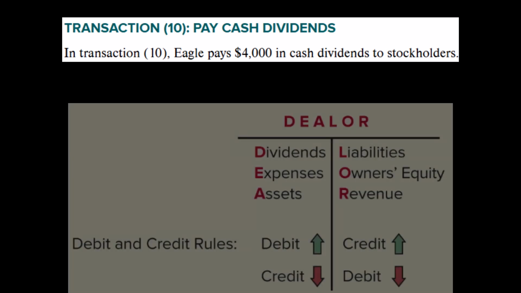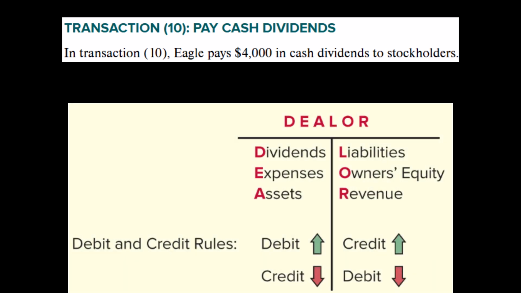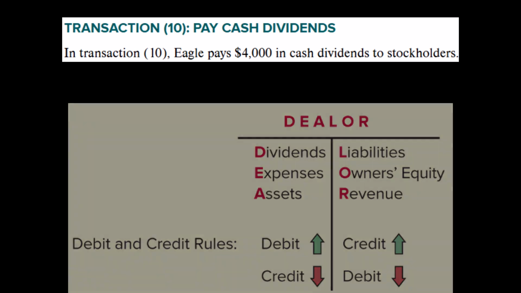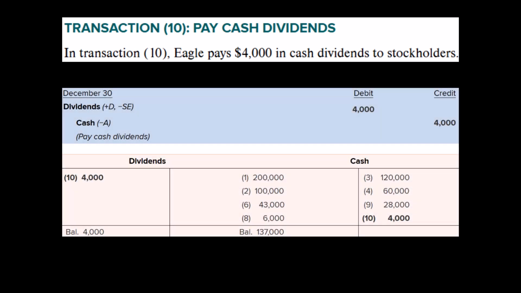Let's go back to our mnemonic, dealer. The D stands for dividends. Dividends increase with a debit. They work against equity, reducing the company's retained earnings. We paid with cash, so our asset, cash, is decreasing, which requires a credit. We will debit the dividends account for $4,000 and credit cash for $4,000.